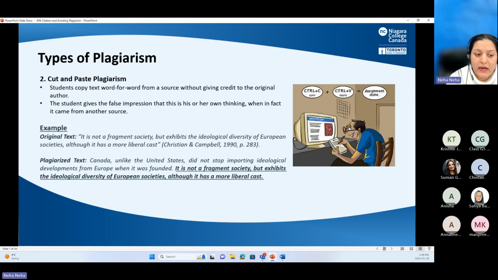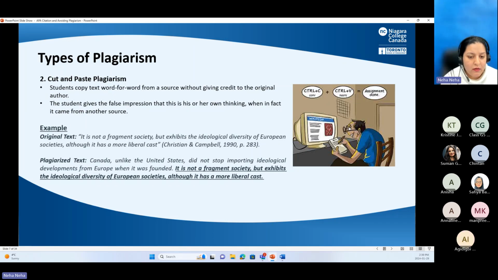But here is how it becomes a plagiarized text when you write like this: Canada, unlike the United States, did not stop importing ideological developments from Europe when it was founded. It is not a fragment society, but exhibits the ideological diversity of European societies, although it has a more liberal cast. Here you can see that the line marked in bold or underlined was taken directly from the original text without any change. It is an example of cut and paste plagiarism.